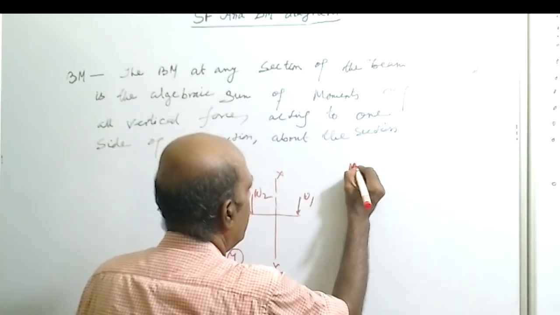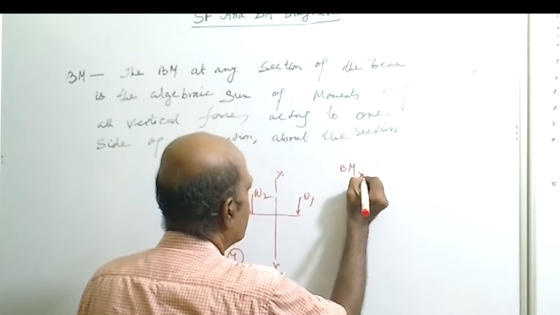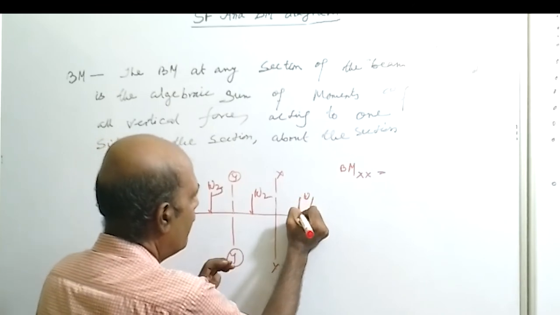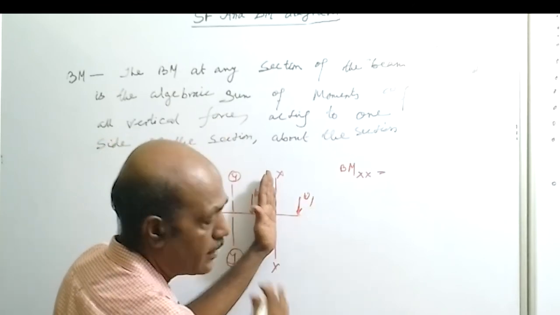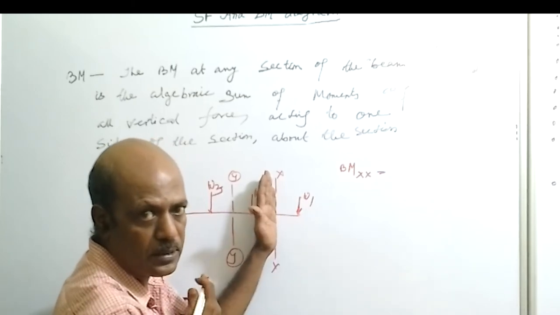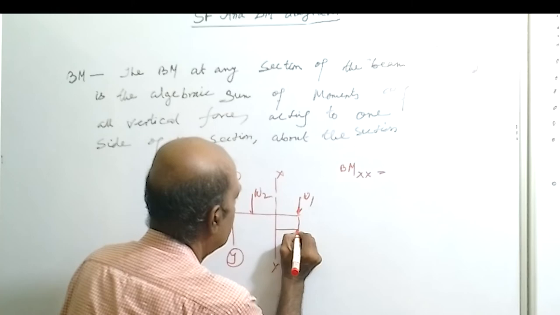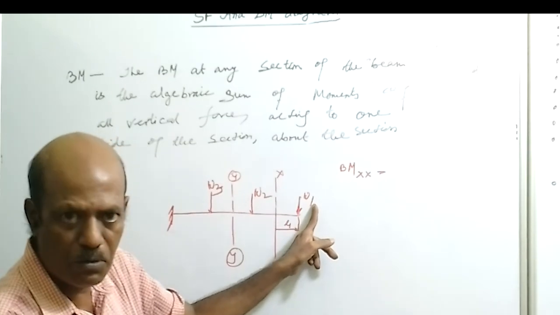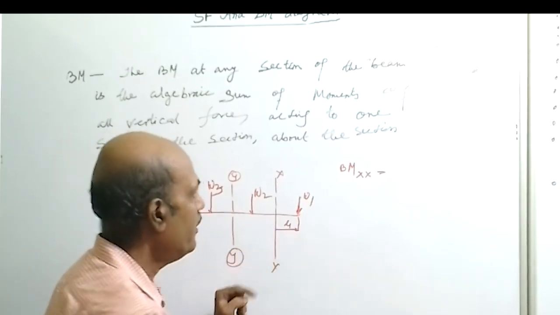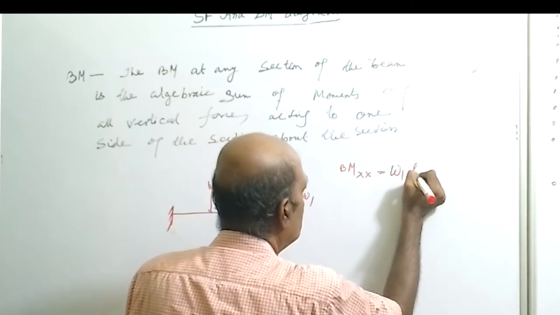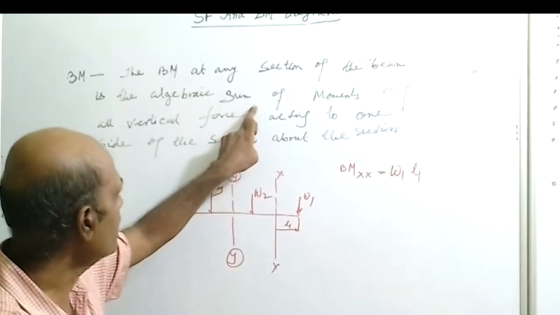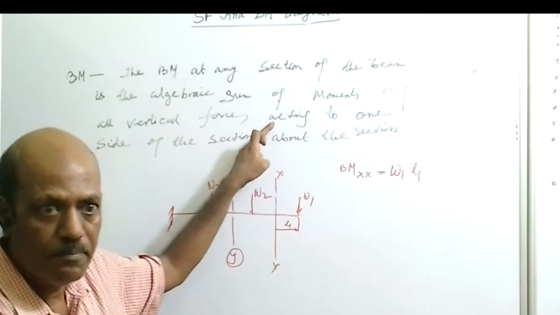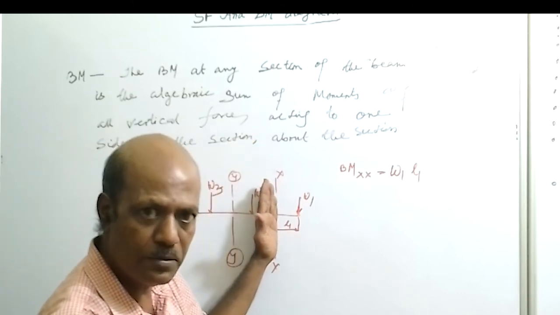So, at section XX, what is the bending moment? It is the moment produced by all the vertical loads acting on one side of the section about that section. If we know the distance, say L1, the moment produced by load W1 about section XX is given by W1 into L1. So it is the algebraic sum of moments of all vertical forces acting to one side of the section and about that section.